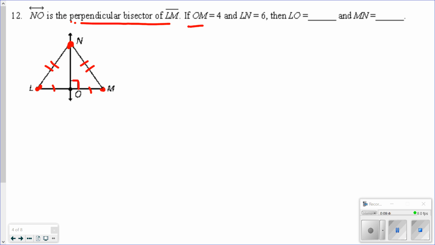Well, we know that OM is 4, so this segment here is 4, and LN is equal to 6. So LO would have to equal what? Well, LO would also have to equal 4 because O is a midpoint. It's right in the middle. So I'll label that. And MN would have to equal 6, because once again, point N is equidistant from our 2 points L and M. So this would equal 6.